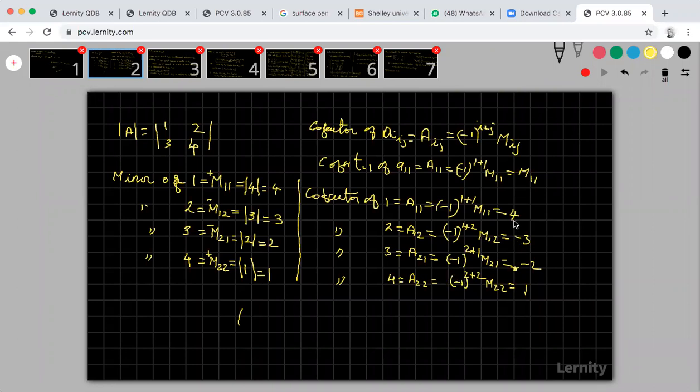Okay. So therefore, the first one, M11 multiplied by plus, I will get the same 4. The second one multiplied by minus, I will get minus 3. And this one multiplied by minus, I will get minus 2. This one multiplied by plus, I will get plus 1. So therefore, these are the cofactors of the elements of this determinant with values 1, 2, 3, 4. Okay, so therefore, this is our minor, this is our cofactor. Okay, right now look at that.